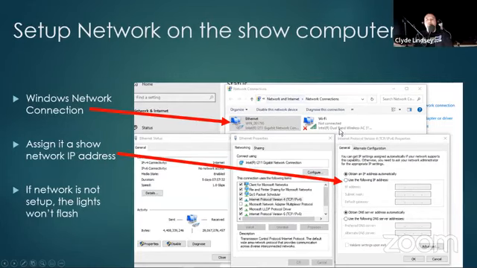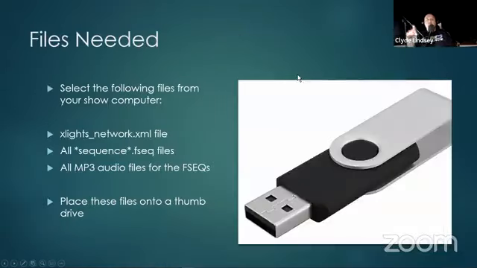You may be doing this with Wi-Fi. You can do that with the Wi-Fi adapter if that's how you're going to do it. You then assign your TCP/IP version 4 to an IP address that matches your show network IP configuration. And if the network is not set up, the lights won't flash. So make sure you get this set up first. But let's talk specifically about the files necessary.